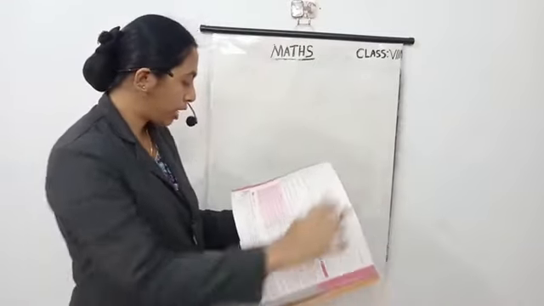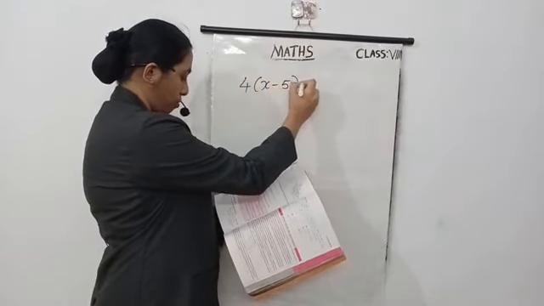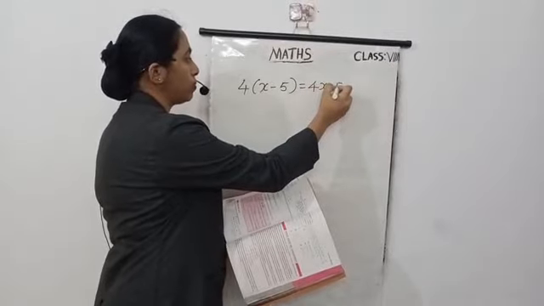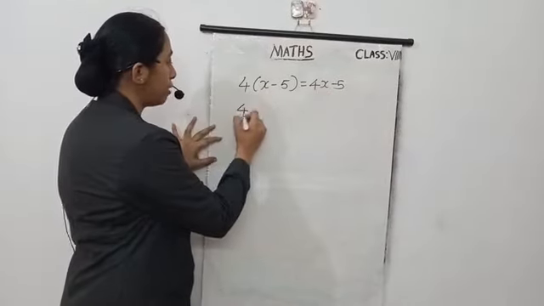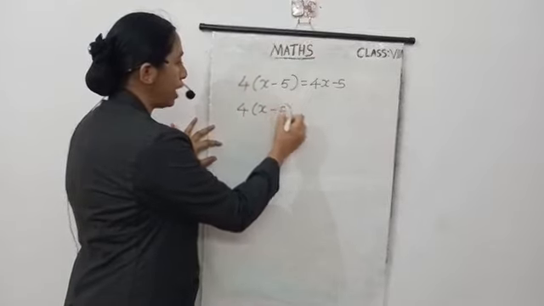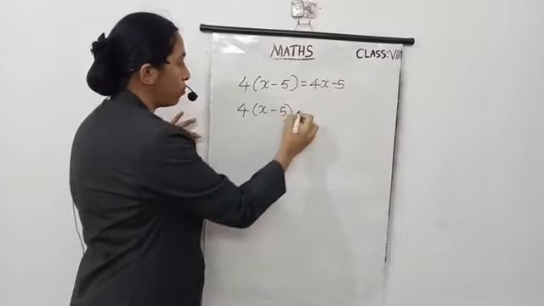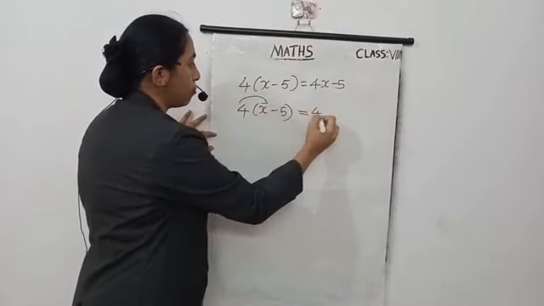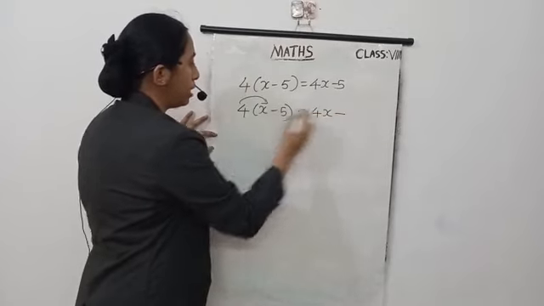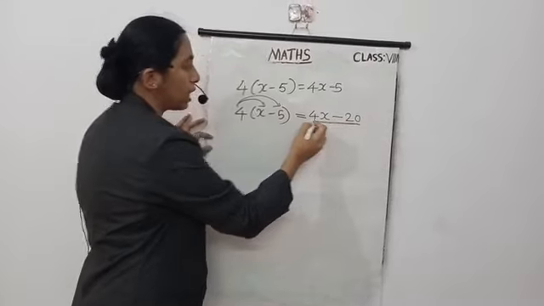So first question. 4 into x minus 5 equals 4x minus 5. Is it correct? First take its left side. This is the question and this is the answer they gave, but this answer is wrong. So we do it correctly. 4 into x is 4x, then minus 4 into 5. 4 fives are 20. So 4x minus 20 is the correct answer.